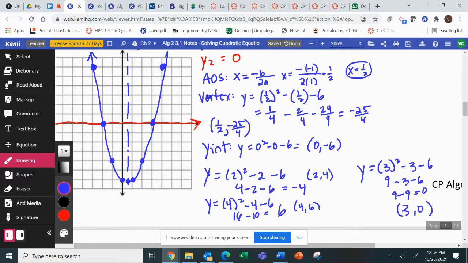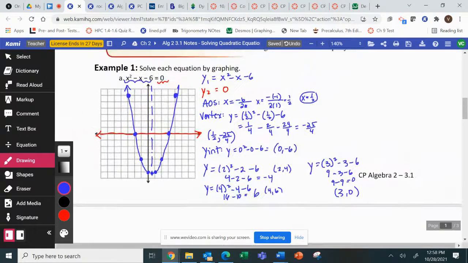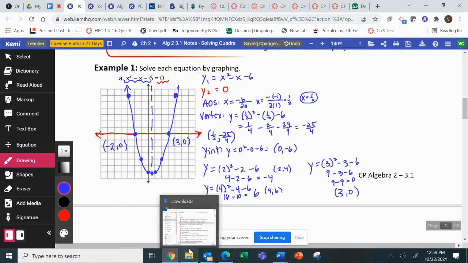Okay, I went above and beyond and gave way too many points, but my goal is to find where they cross. The fact that I plugged in a number and got right on the red line makes me feel more confident that I have the right answers. So where do they cross? (0, 3), (0, -2). I think you have your ordered pairs backwards. (-2, 0) and (3, 0). Okay, so those are the ordered pairs at which they cross.